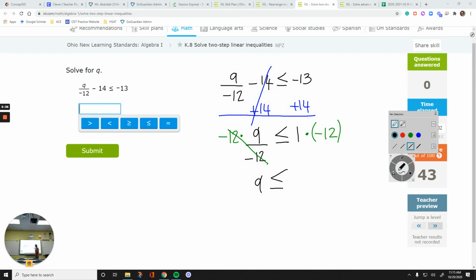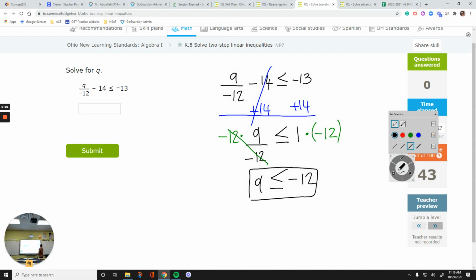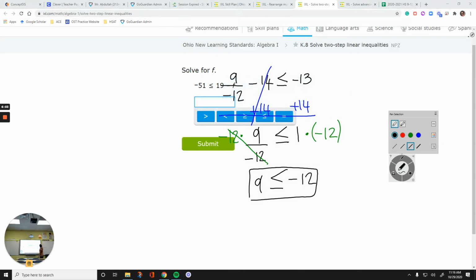1 times negative 12 is negative 12. That would be my answer. Q is less than or equal to negative 12. Those numbers could be this number itself, negative 12, and all numbers that are less than negative 12, such as negative 15, negative 100, negative 200, negative 13, negative 17, and so on. All those numbers could be my answer. So moving on, one level up.